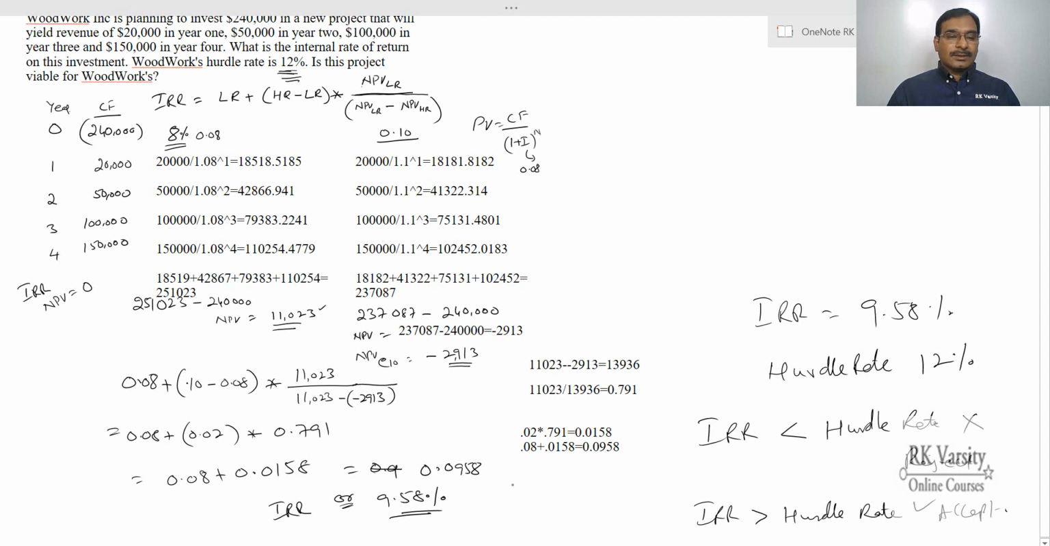So this is how you calculate the internal rate of return using a formula approach. But it is better to calculate IRR using Excel. In Excel, you have a built-in function called IRR. Just by using IRR, entering the values, and pressing the enter key, you will get the IRR value.